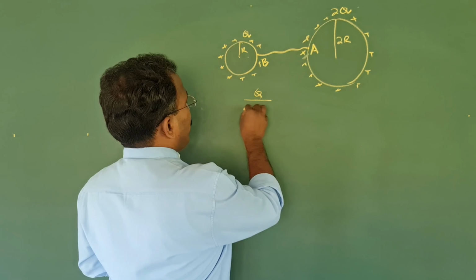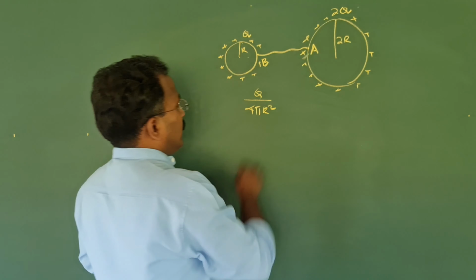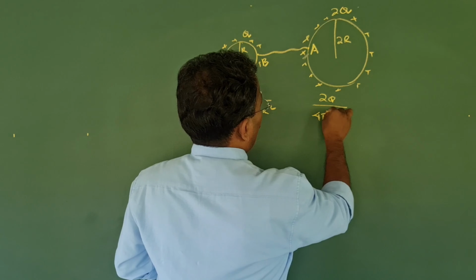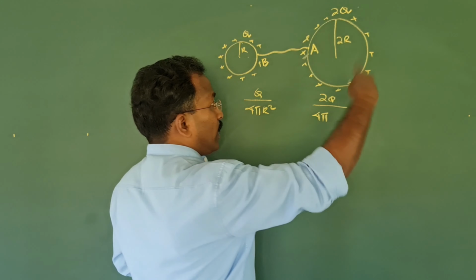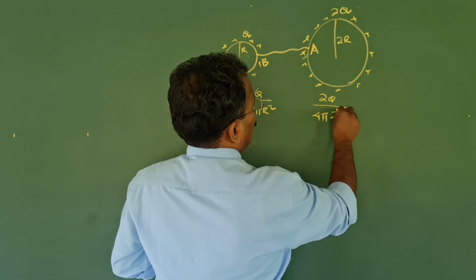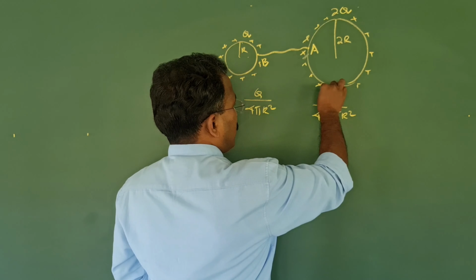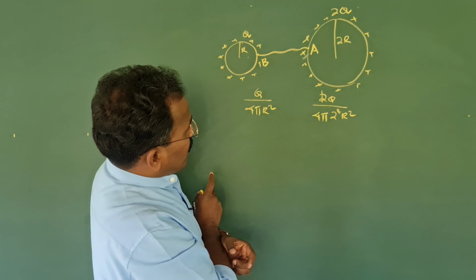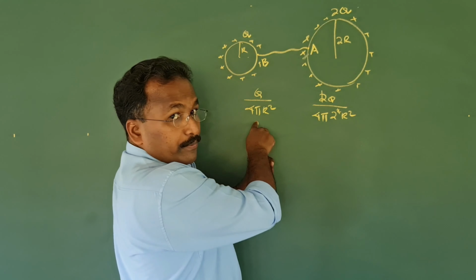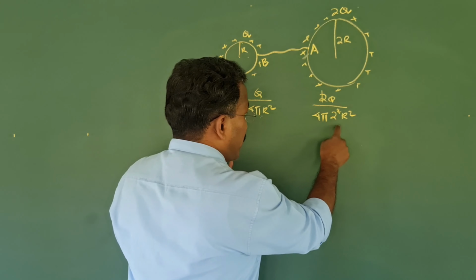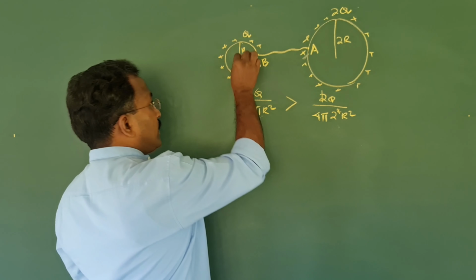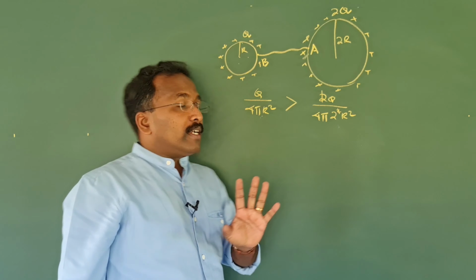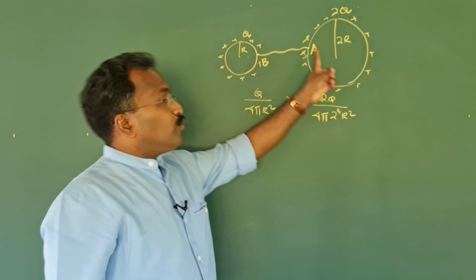Here it is Q divided by 4 pi R square, charge by area. Here it is 2Q divided by 4 pi into 2R the whole square. So that is 2 square R square. So this 2 and the square cancels out. So surface charge densities are definitely not equal. It is twice here. Okay. This value is twice that of this. That is, surface charge density is more here. Means if surface charge density is the deciding factor, charge must flow from B to A.